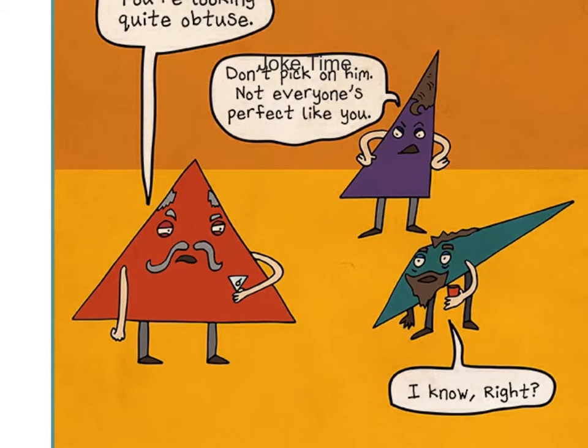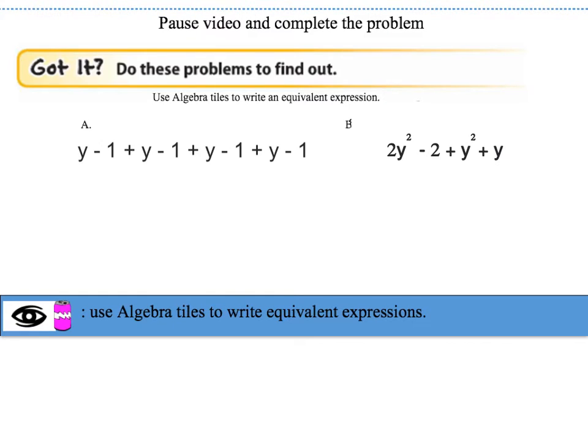I know, right? So go ahead and pause the video and complete these got it problems, and we'll discuss the answers in class tomorrow. Notice this problem has 2 got it problems, got it problem A and got it problem B.